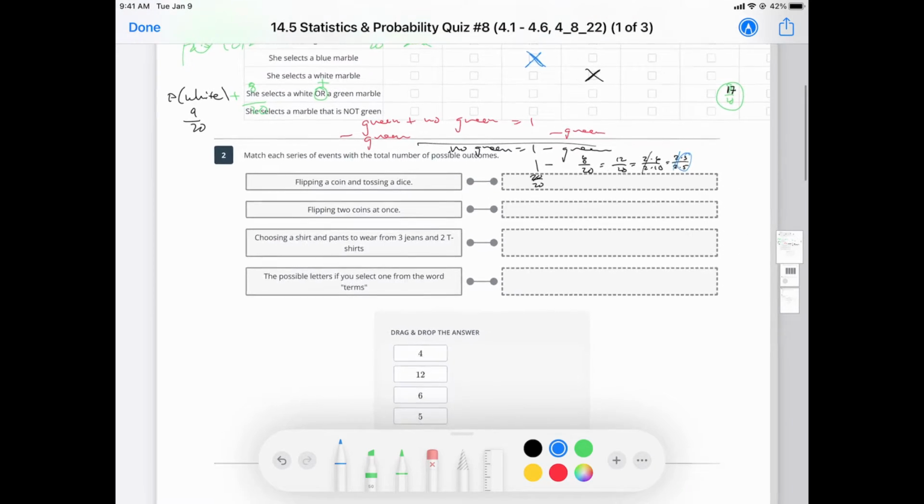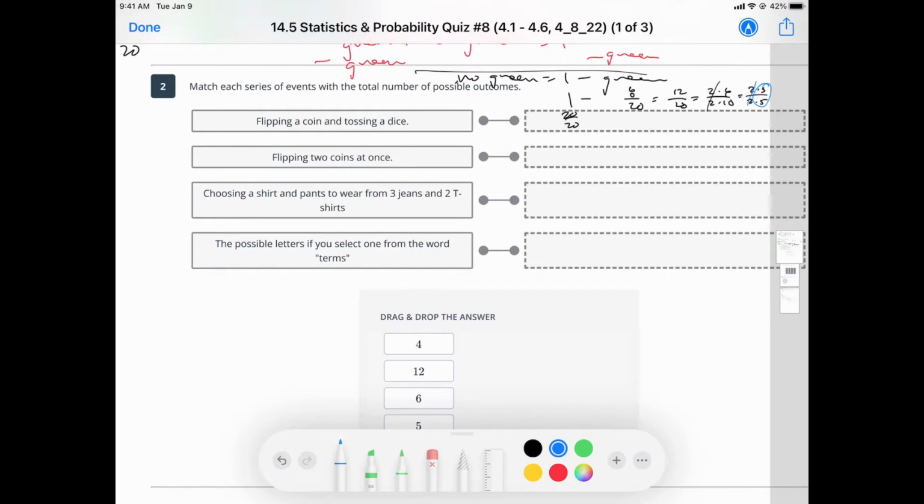So flipping a coin and tossing a die. The coin has heads or tails, and then a die has 6 choices. Flipping 2 coins at once: you have 2 choices, and then 2 choices for the second coin. So this is the first, and this is the second. So 2 times 2 would give us 4. We're multiplying because they're independent events.